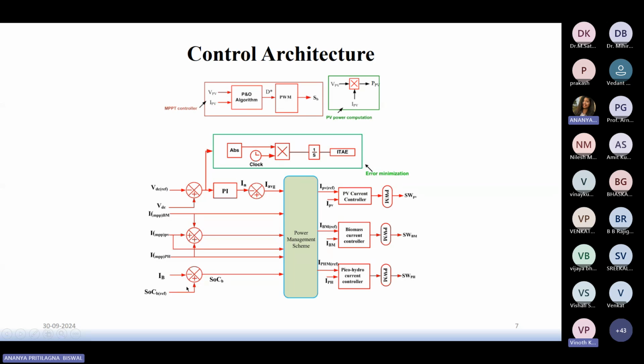And for the battery reference, we are taking the state of charge of the battery. With this power management scheme, we are generating the currents, and passing through a controller, we are generating PWM for each switch.